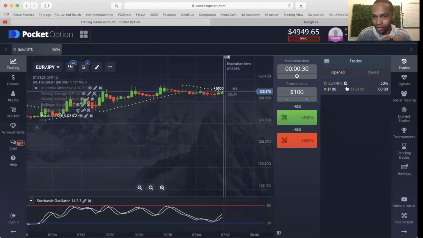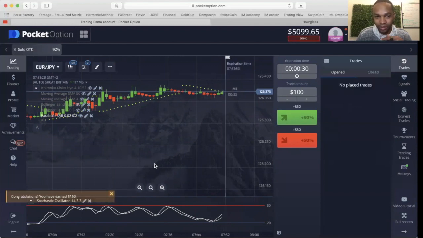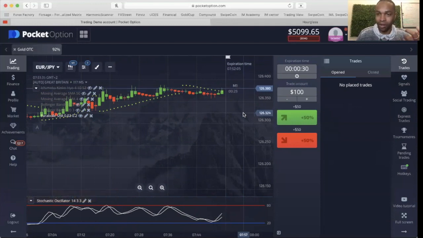Look at that. I think I actually got the trade. Hold on. Yep. So look, I got the trade. I won $150 in 30 seconds. So some people literally work the whole day to make that amount of money. I just made it in 30 seconds, and that's dope that I actually cleared the trade. So you can see what a winning trade is like.